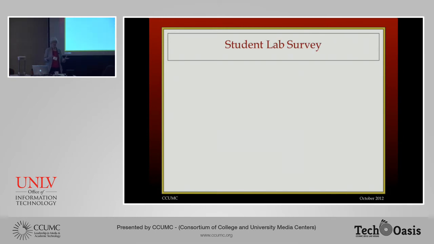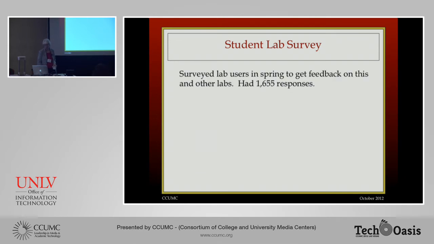To kind of get some feedback on what we had been doing and how they liked and didn't like various things and what things we needed to be focusing on in the future, we did a survey of students in the end of the spring semester. And basically it was a survey that we had pop up on the screens of the computers in the labs and had just a few short questions. And I was surprised. We got over 1,600 responses, which I thought was a lot, comparatively speaking.